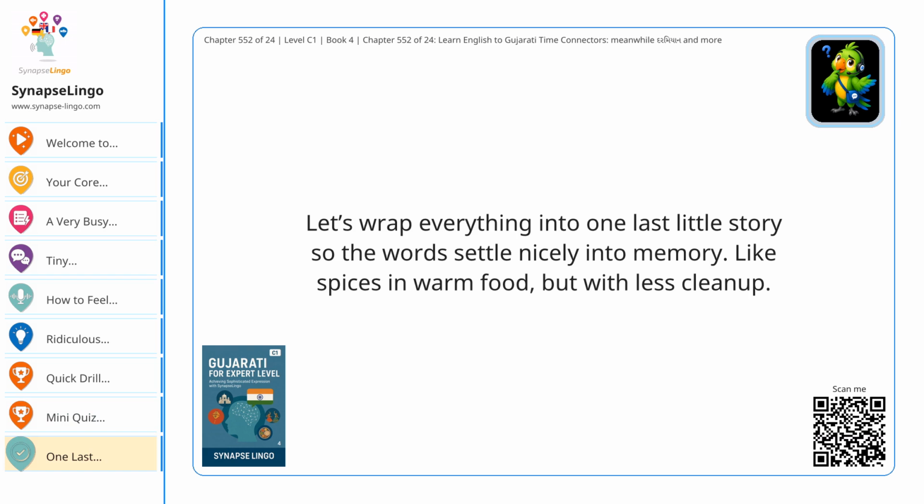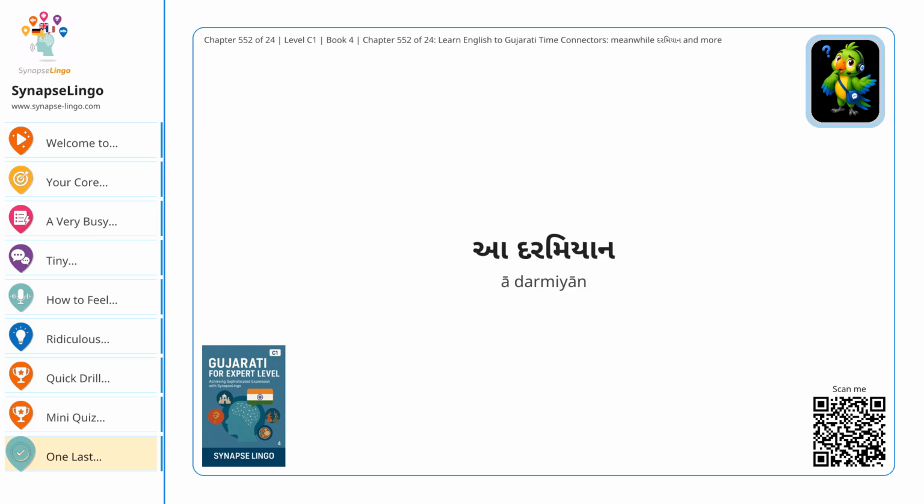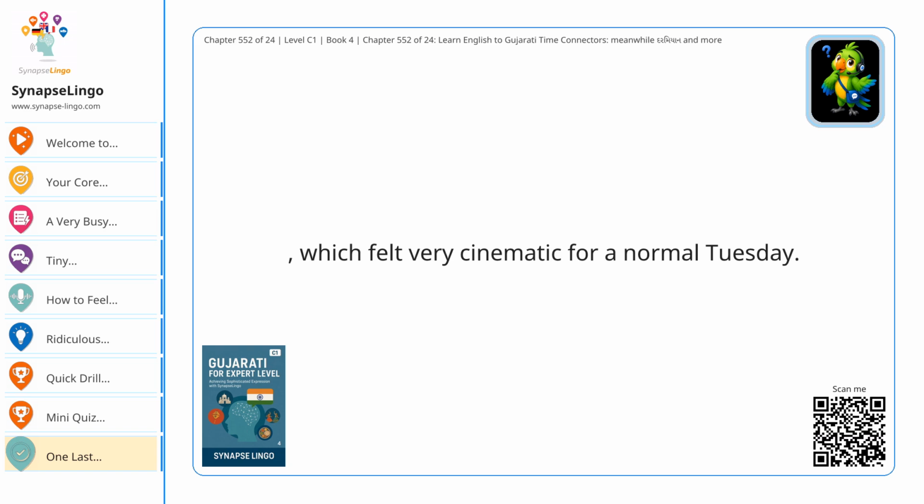One last story before you go. Let's wrap everything into one last little story so the words settle nicely into memory. Like spices in warm food, but with less cleanup. Ravi waited for the bus. આ દરમિયાન, he read a message from his friend. His friend was buying tickets. દરમિયાન, Ravi looked for a place to sit. Another friend arrived, and તેની સાથે સાથે, the rain began. 2 taxis stopped. એક સાથે. Which felt very cinematic for a normal Tuesday.